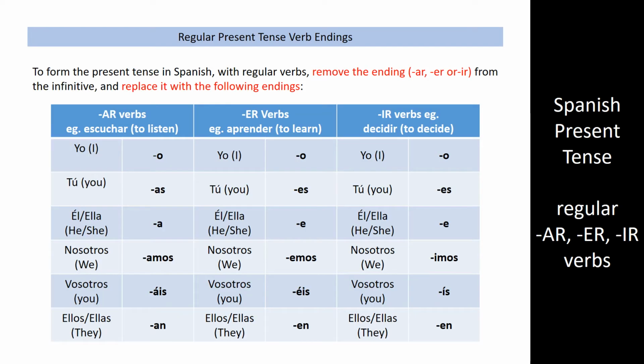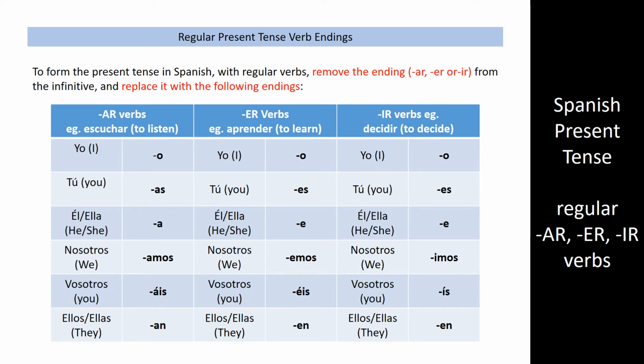So to form the present tense of regular verbs in Spanish, you take the infinitive. So in this case I've used as an AR verb escuchar, as an ER verb aprender, and as an IR verb decidir. You remove the AR, ER or the IR ending and you replace it with the following endings.